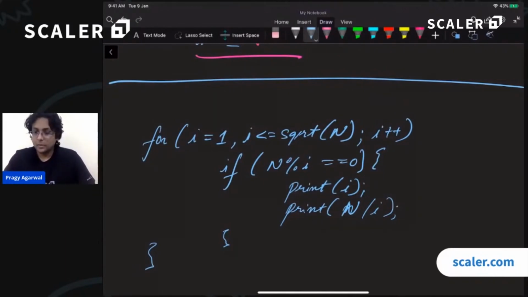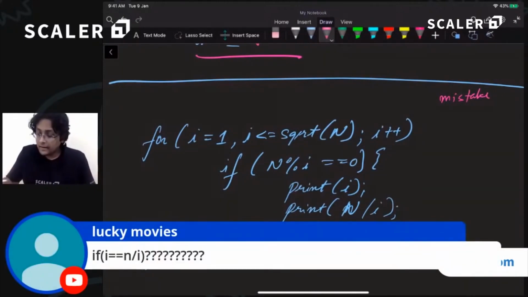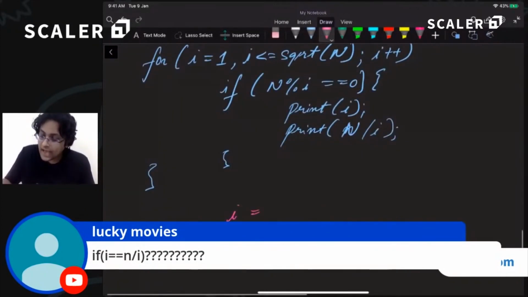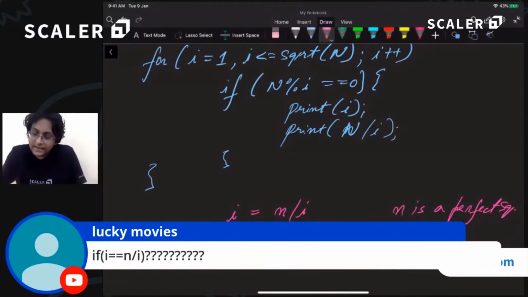Yes. Perfect. Now, first of all, there is a mistake in this program, a very subtle mistake. Can someone point that out? Exactly. So over here, Lucky says that this is the mistake. What happens when I is actually equal to n by I? Which means that when n is a perfect square, you will be printing this number 2 times. That is not very good. So how can we fix this?